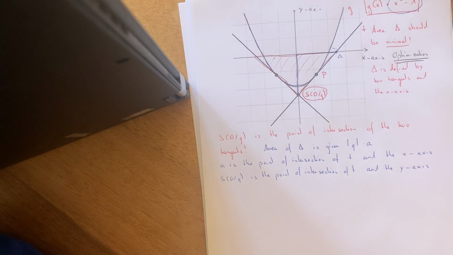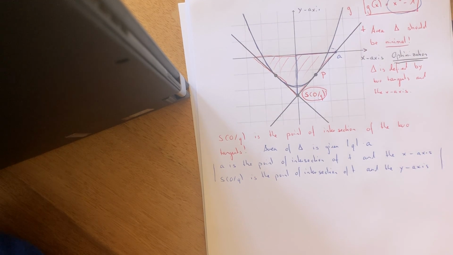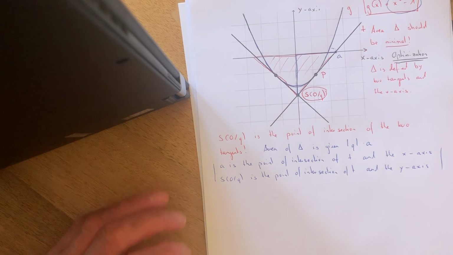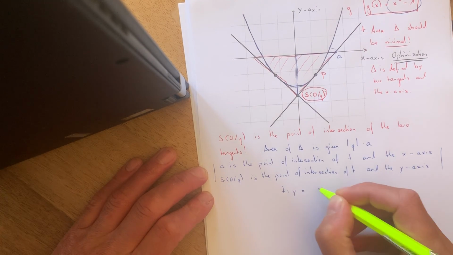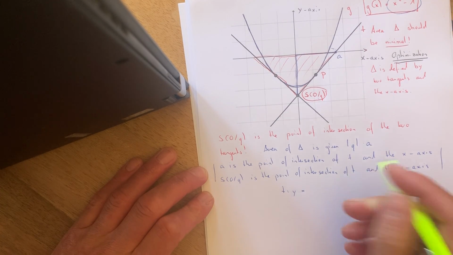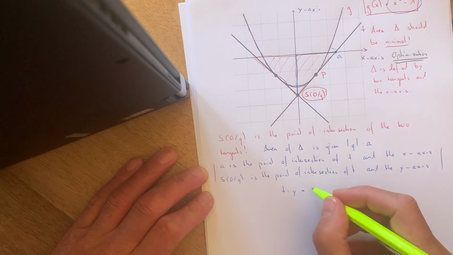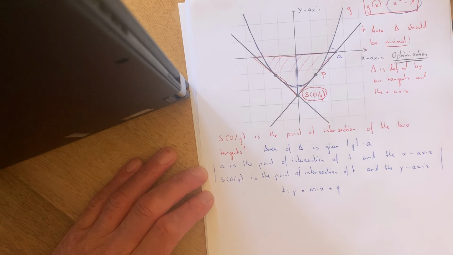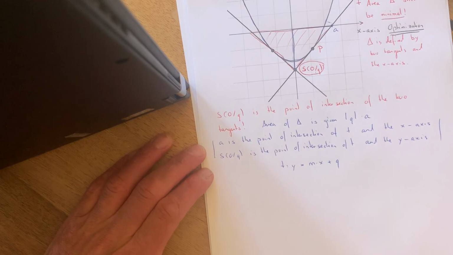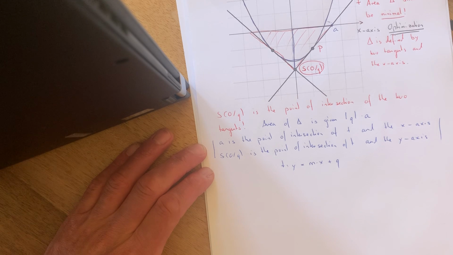So if you consider these 2 points here, well, the only thing we are going to need is the equation of the tangent. Afterwards we can find the point of intersection with the y-axis as well as the point of intersection with the x-axis. So let's start. A tangent is given by a linear function, so we know that the tangent has an equation of the form y equals m times x plus q. So let's see, what do we know about the tangent?